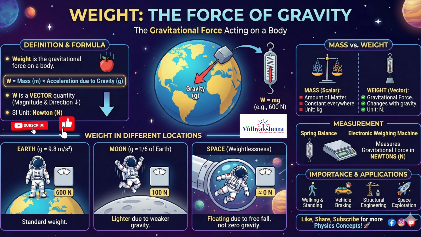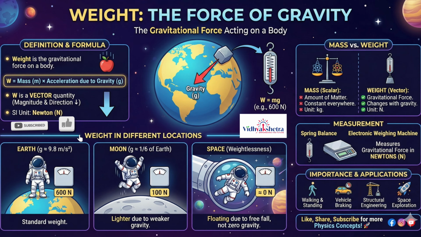Formula of weight. Weight is mathematically expressed as W equals m times g, where W equals weight, m equals mass of the object, and g equals acceleration due to gravity on Earth. The value of g is approximately 9.8 meters per second squared.